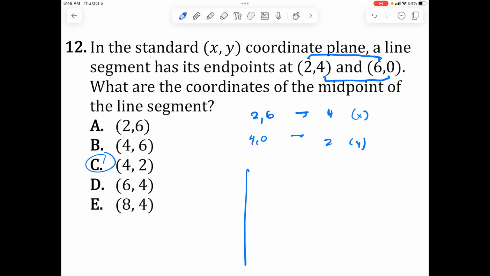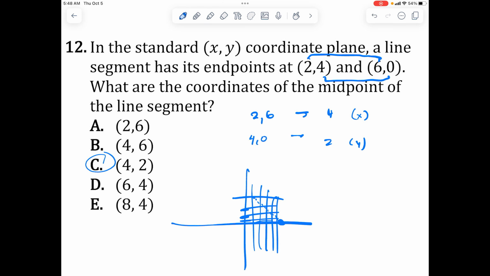You could also visualize it if you're not sure. So 2, 4 is going to be up here. 6, 0, it's going to be about right here. Okay, so if you plotted it with all your grid markers and everything, you'd find the same answer. I'm not going to actually do all that because that's just too much work to describe here.